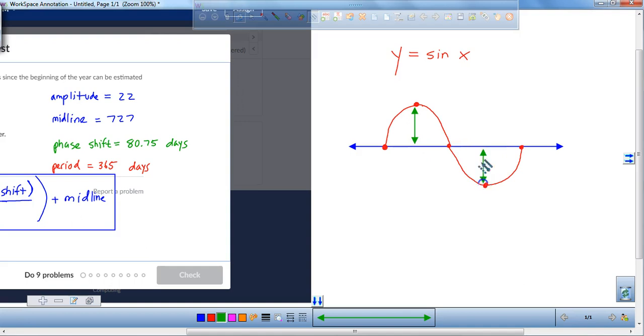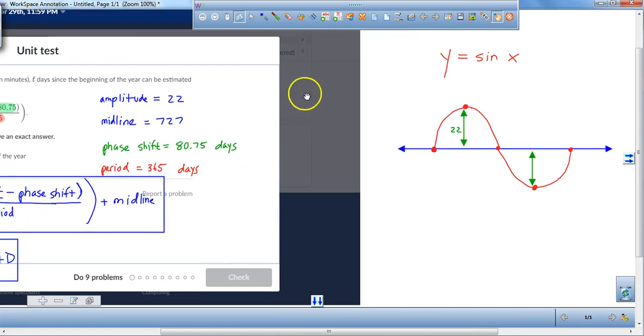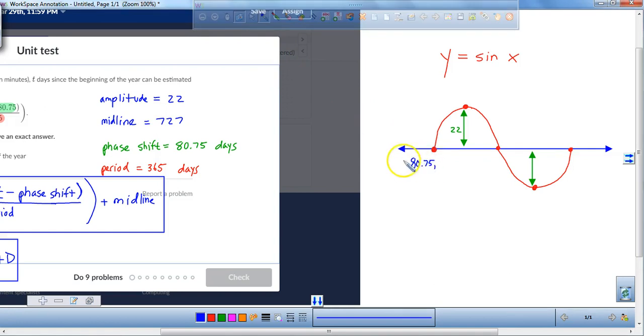Alright, that means our amplitude right here is 22 units between the midline and the maximum. Now, they've actually told us our phase shift is 80.75 right here. How did I get that? Like what number would you have to put in there to make that equal to 0 in that parentheses? 80.75. So this point right here, I'm going to write 80.75, comma, and our midline is 727, so we'll put 727.